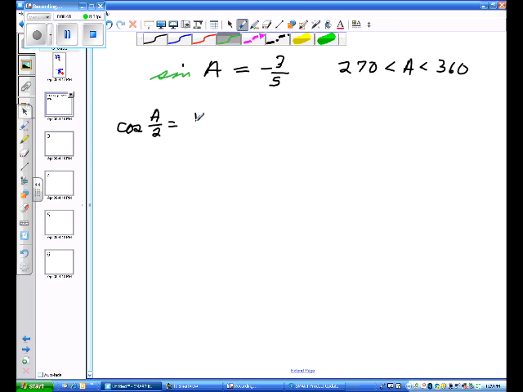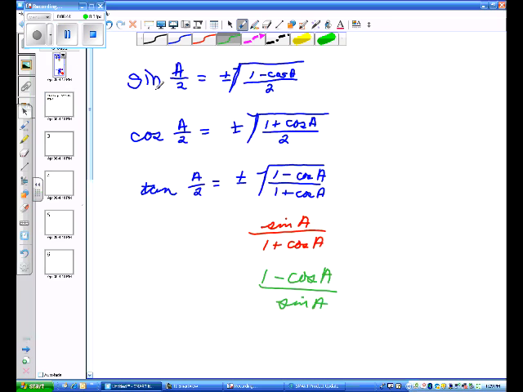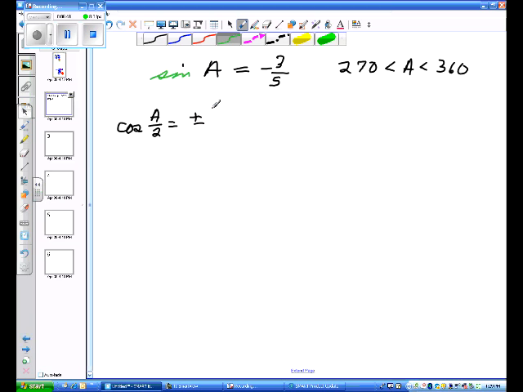Well, our formula for the cosine was plus or minus, and if we go back and look, it's the square root of 1 plus cosine A over 2.